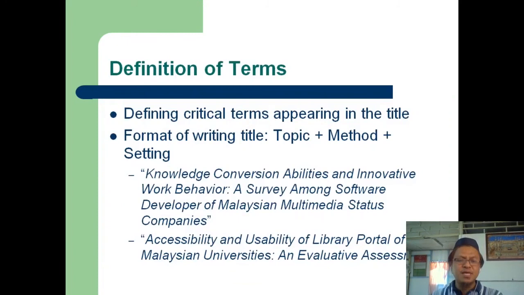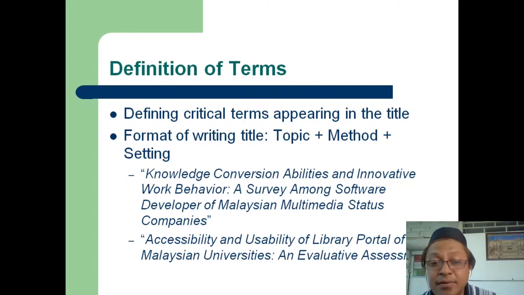Now the next aspect of your research proposal is the definition of terms. In a research report, there are two parts where you have to provide definitions. The first one is in chapter 1, which is called definition of terms appearing in the title. Another part is in your research method, where normally you define the variables operationally.